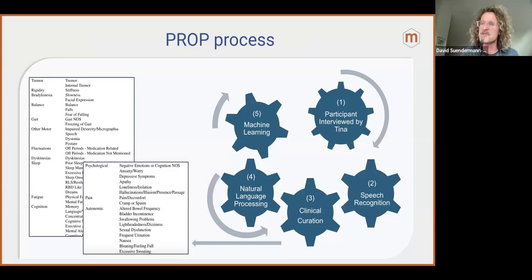So Tina interviews patients, asks these questions, patients respond. They can speak up to 3 minutes for every single question. There's a speech recognizer that transfers these responses into words. We have clinical curators, which are clinical experts or experience experts, patients, that actually review some of these verbatims, some of these reports, and annotate them using a comprehensive set of clinical symptoms that are associated with this disease. Here in this case, Parkinson's disease.